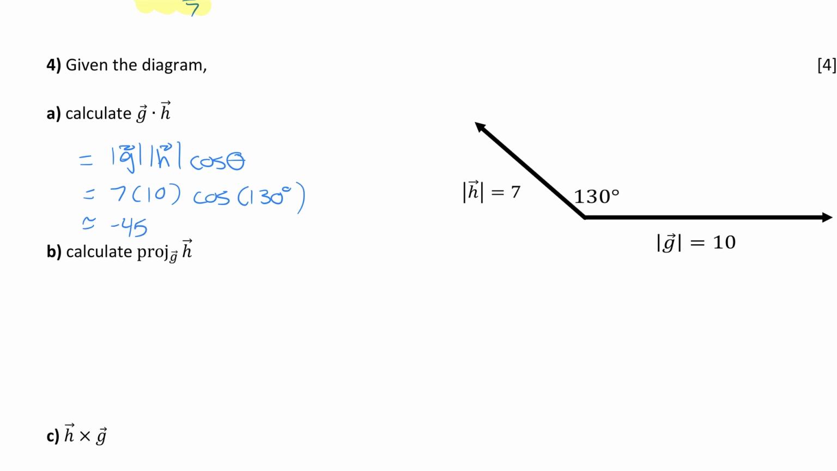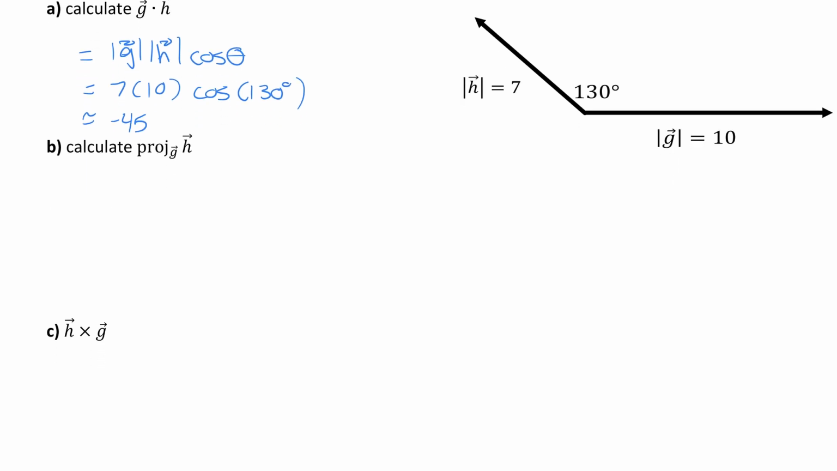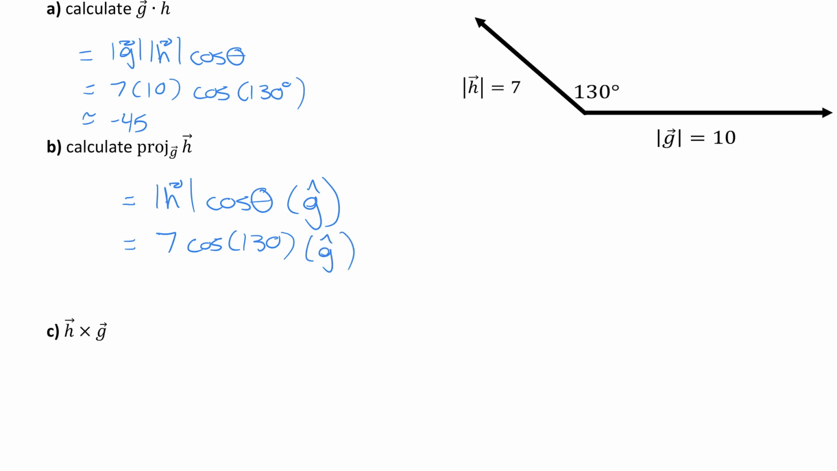Part B says calculate the projection of h onto g. If I want to project h onto g, my formula for that would be equal to the magnitude of h times cosine of the angle times unit vector g. If I sub in what I know here, magnitude of h is 7, the angle is 130, and I just leave unit vector g written like that.